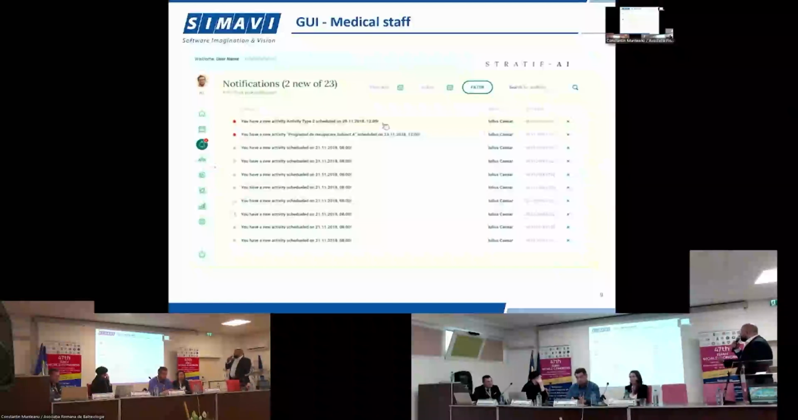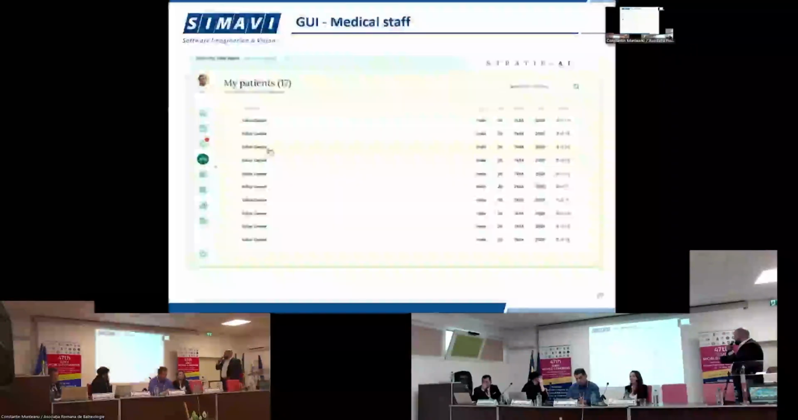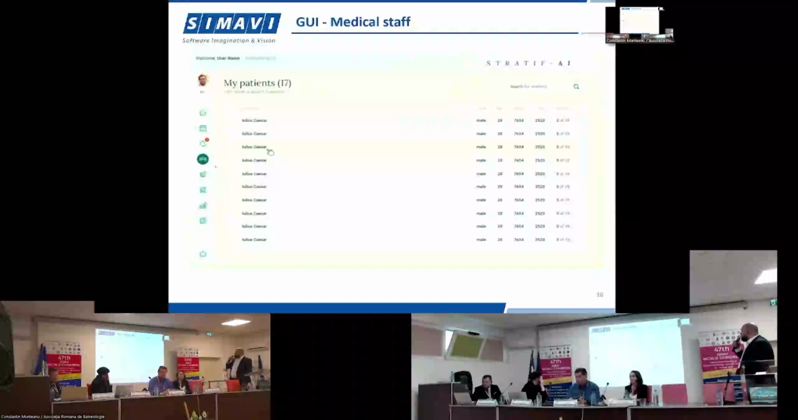Also, the notifications part, there isn't much to say. You can see here that you basically get the feed with everything that will happen, and the application does let you know. Also, you have this tab with My Patients, where you'll find the patients that you're treating, with their gender, age, steps, calories, activities, and so on.